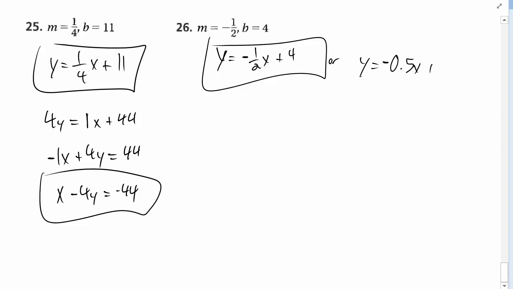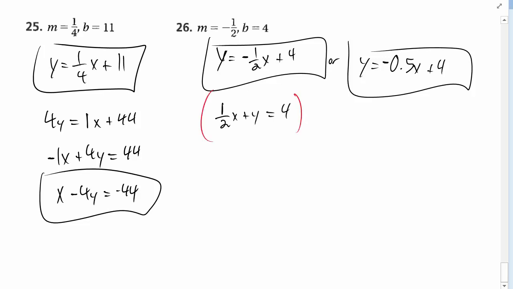For number 26, again, I have a fraction, and I'm going to do it the other direction first. First, I'm going to move the x over to the other side by adding 1/2 x. Then I'm going to multiply by 2. In case you thought it was cryptic, like it wasn't clear, why did I multiply by 4 in the other one?